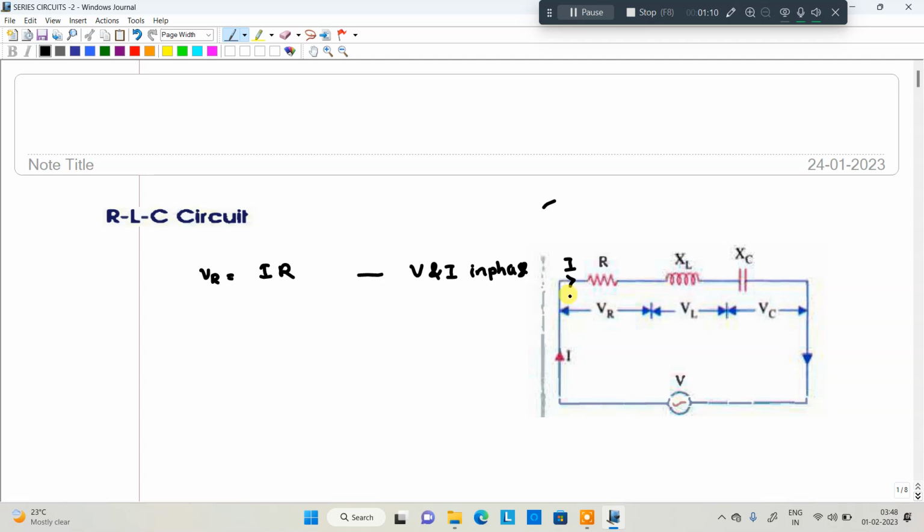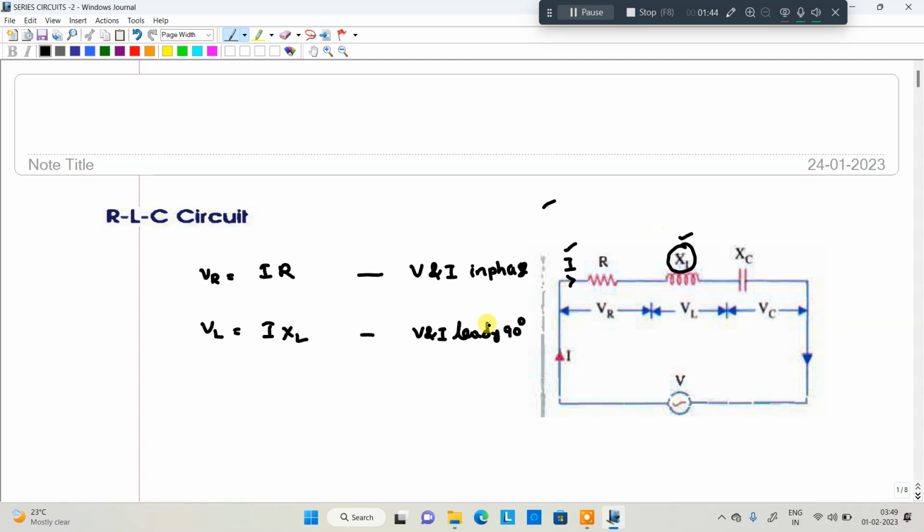After that, the inductor. VL is the voltage across the inductor, and XL is the inductive reactance, which we explained in the previous lecture. The voltage drop is I into XL. In this particular case, I am taking the current as the reference. The voltage leads the current by 90 degrees. Which one is leading? Voltage is leading by 90 degrees.